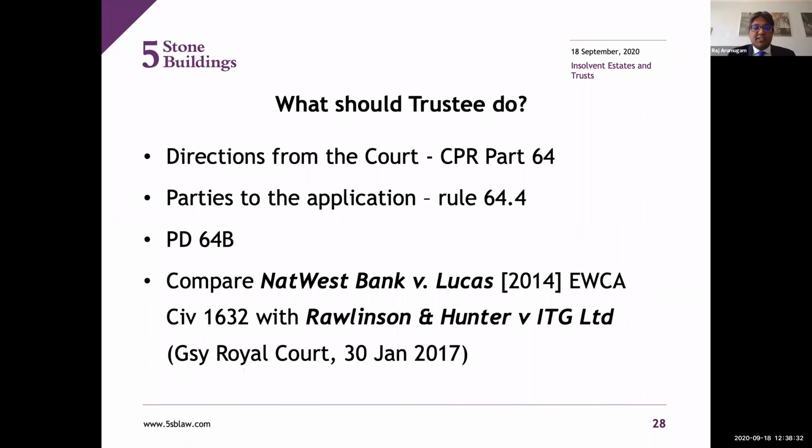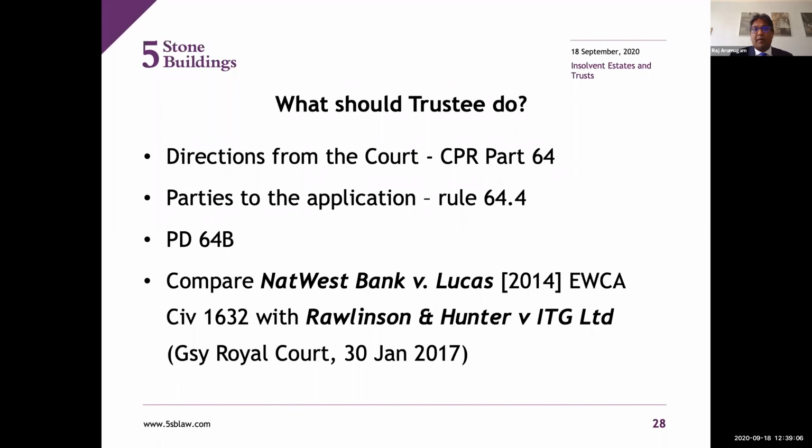So what should a trustee do? If the trustee considers the trust is or is likely to become insolvent within the meaning given before, then the trustee should make an application to court for directions under CPR Part 64. Rule 64.2 provides that it applies to claims for the court to determine any question arising in the execution of a trust. Now, there's a preliminary question, which is who are the proper parties to that application?